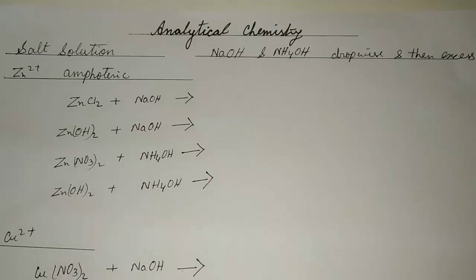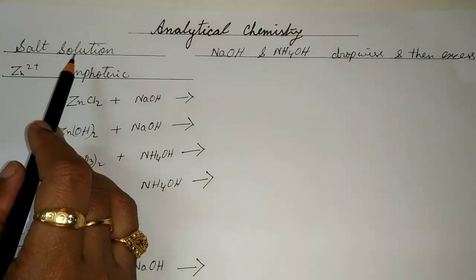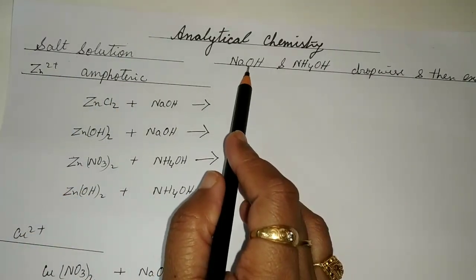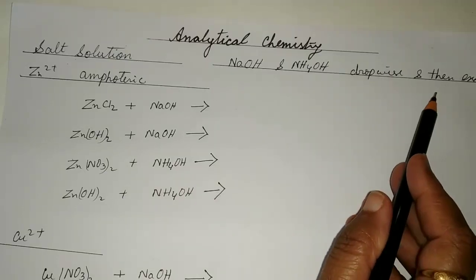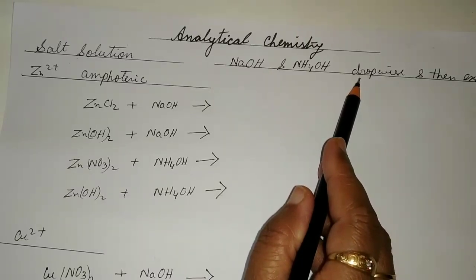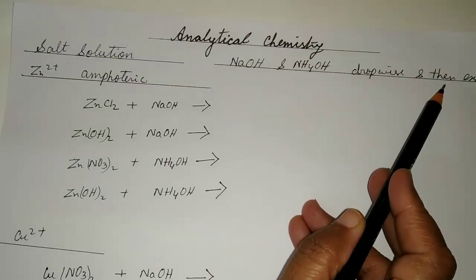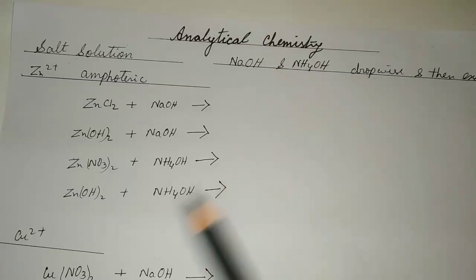Now let us start with the identification of the cation, the metallic radical. To go by, we first prepare the solution of the unknown substance, that is the salt given to us, the salt solution. As I have already said, the reagents used are sodium hydroxide and ammonium hydroxide, which we add drop-wise in the beginning and then in excess, so that we can make observation of the color of the precipitate formed and whether the precipitate is soluble or insoluble in excess of sodium hydroxide and ammonium hydroxide. And finally, we make the deduction as to which cation it is based on the observations.